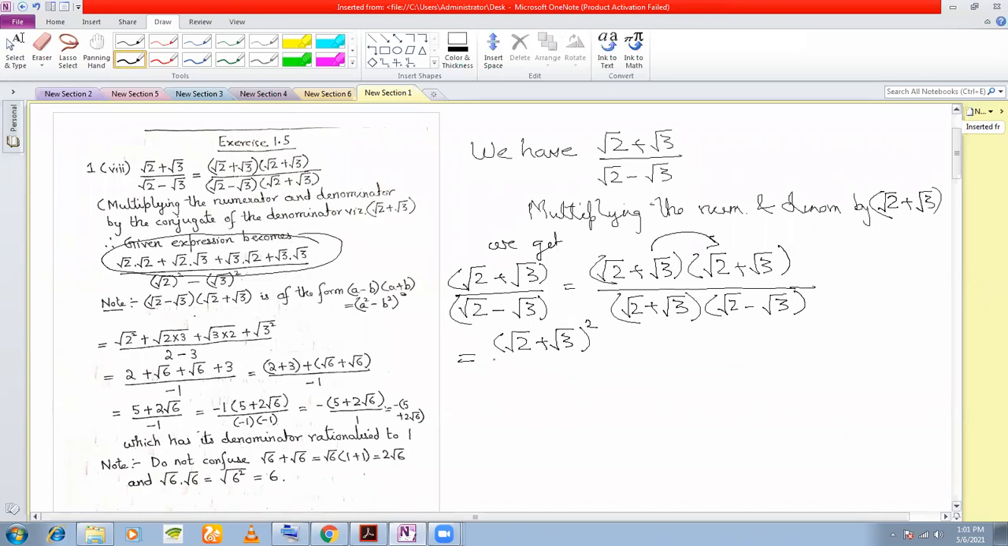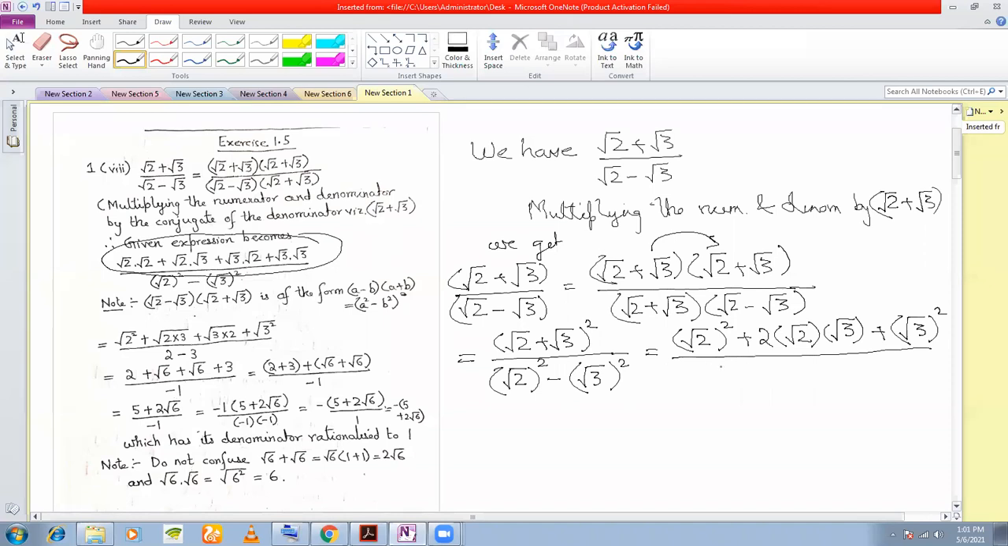Or you write it as a whole square divided by, now here if you see, this is a plus b into a minus b form, where a is root 2, so this is a square minus, and b is root 3. Okay, so now if you expand this in the numerator, a plus b whole square, this is a square plus twice ab plus b square, divided by this, root 2 square is simply 2 and root 3 square is 3.